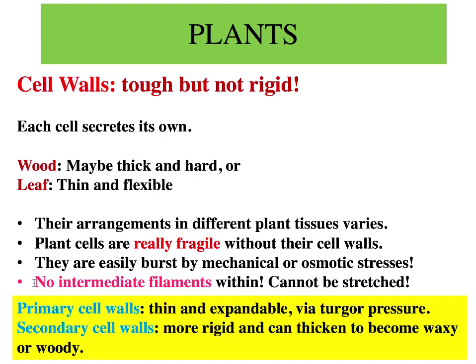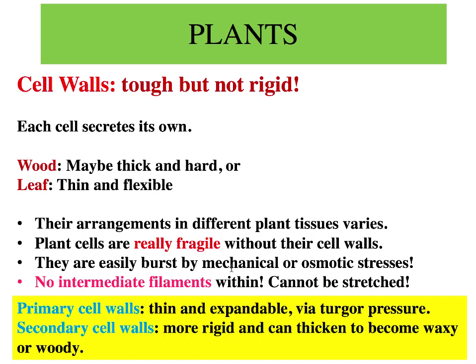Interestingly, plant cells contain no intermediate filaments. They do contain microtubules, and they do contain actin filaments, but they don't contain any intermediate filaments. So plant cells cannot be stretched.